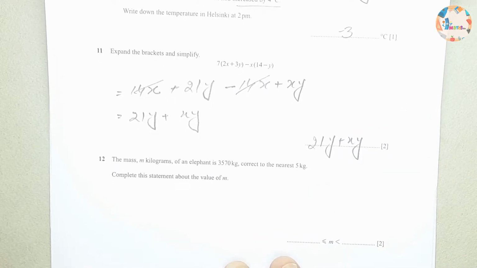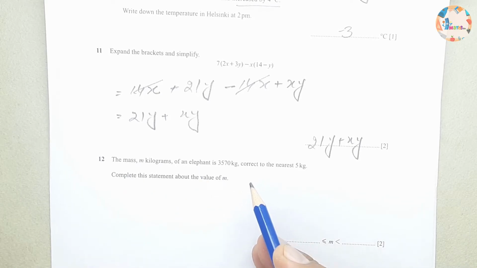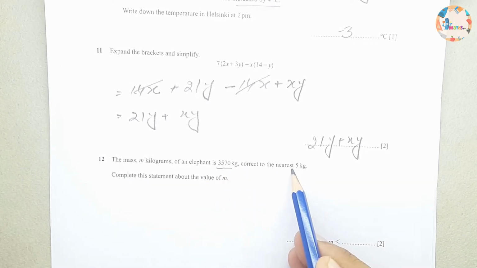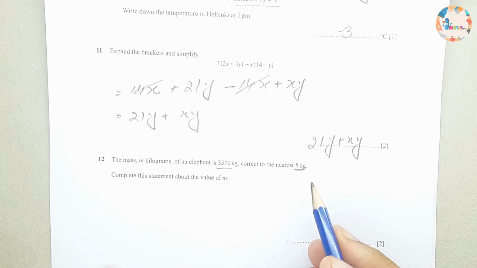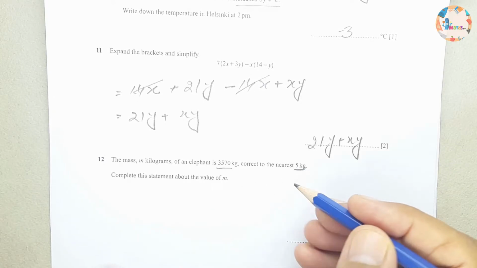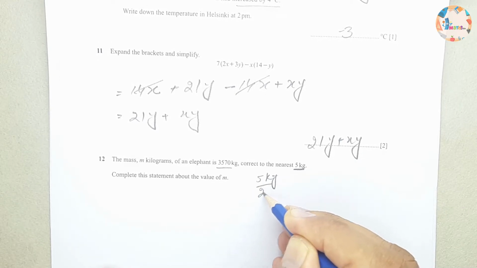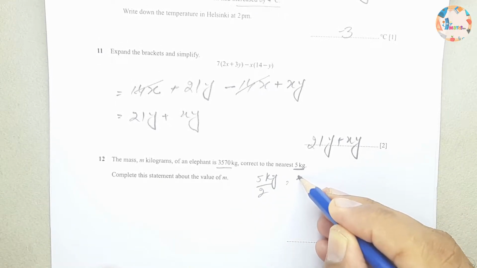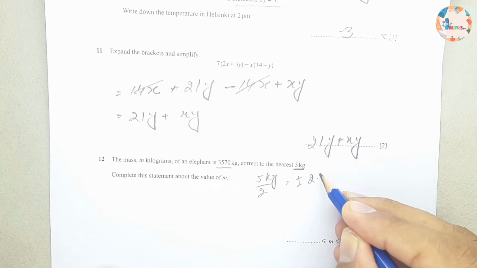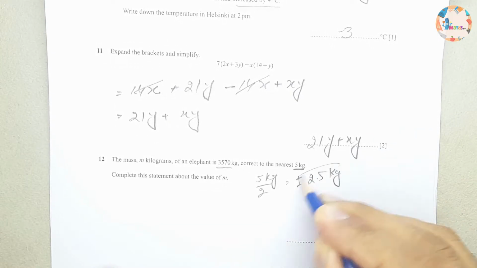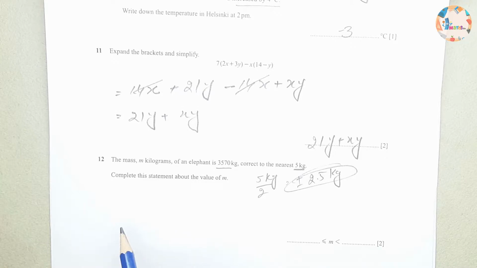This one, question number 12. The mass m kilograms of an elephant is correct to the nearest 5 kg. So half of 5 kg, 5 kg divided by 2, we have to add and subtract. So plus minus 2.5 kg. This will be the factor which we add and subtract to get the lower bound and upper bound of the values.